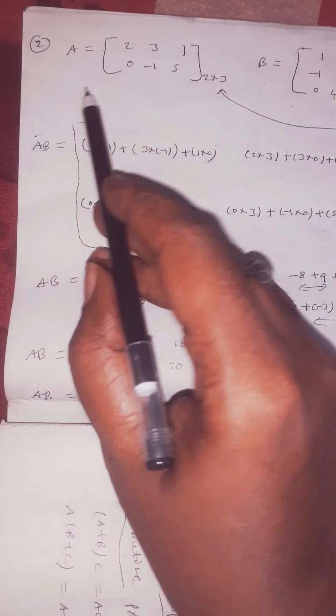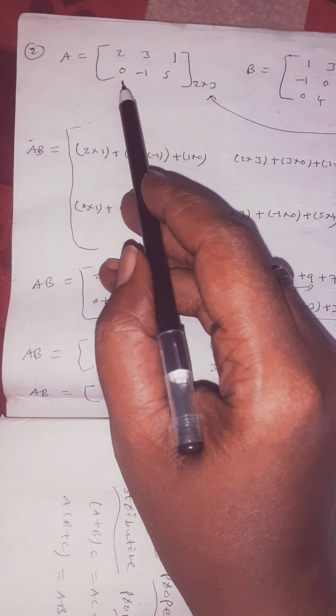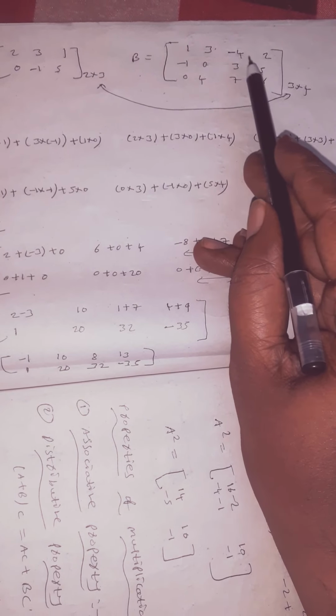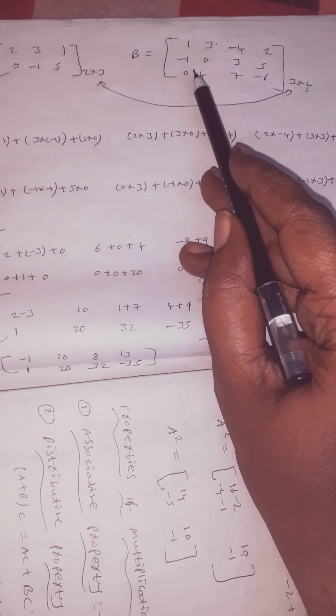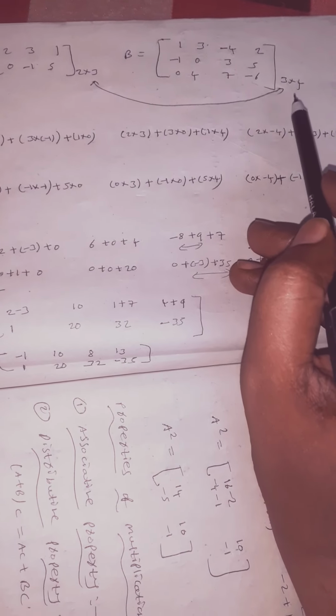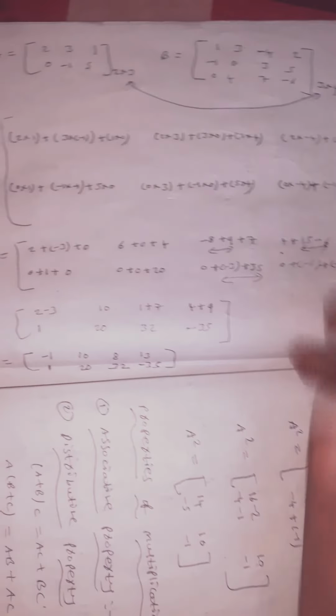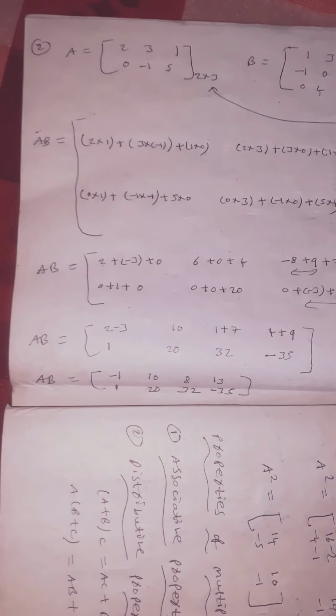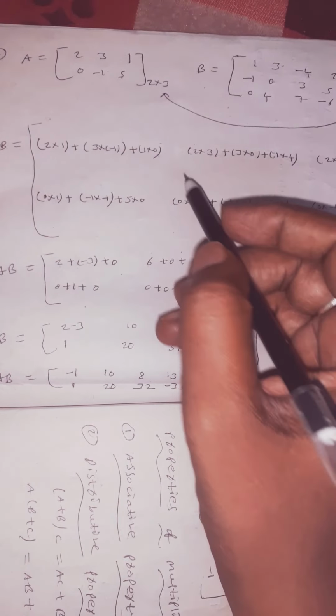Here I have taken an example: A equals 2 3 1, 0 minus 1 5, a 2 by 3 matrix. B equals 1 3 4 minus 4, 2 minus 1 0 3, 5 0 4 7 minus 6, a 3 by 4 matrix. See here the column count is 3, here the row count is 3. The condition is satisfied.